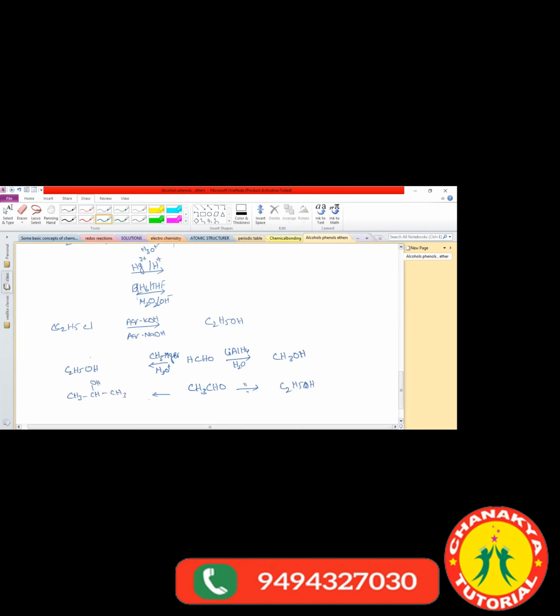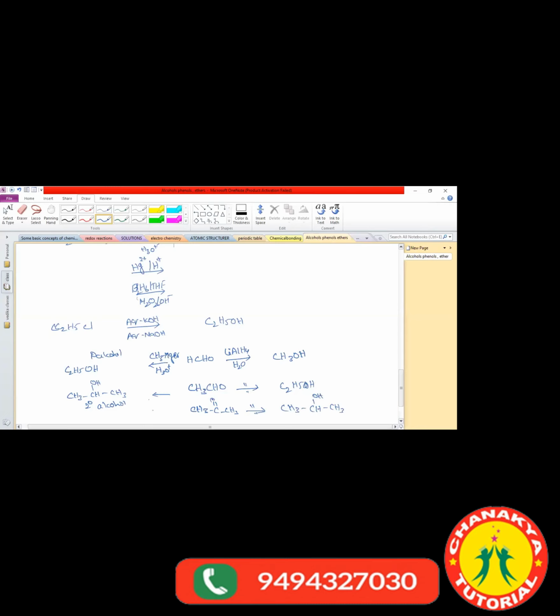In this one, the first one, ethanol is called a primary alcohol. And this we can call a secondary alcohol. If you take acetone, CH3-CO-CH3, and it undergoes the reduction reaction, it forms a secondary alcohol, CH3-CH(OH)-CH3.